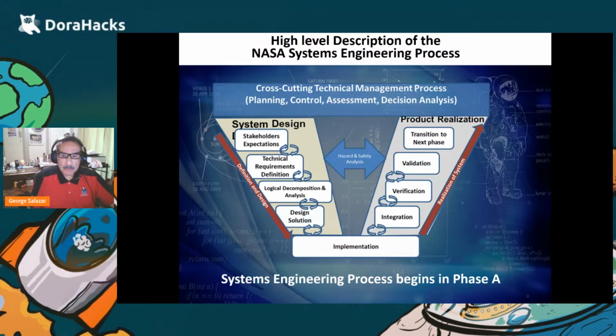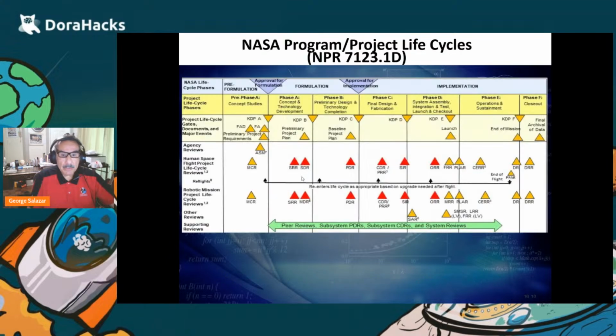And this process doesn't begin until phase A. So here's somewhat of a quick picture of the program life cycles, and for those of you who are interested, it's on their website, NPR 7123.1D. It's basically the NASA Systems Engineering Procedural document. I'm proud to say that I have contributed to writing the update to that document.